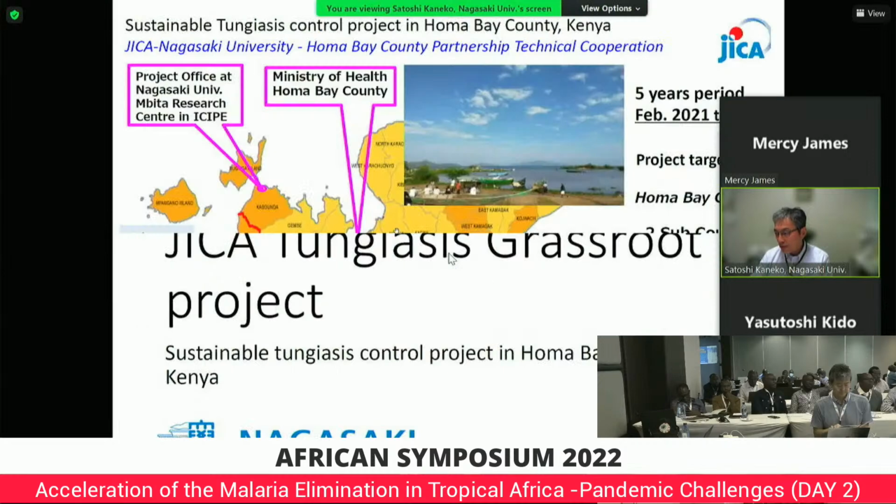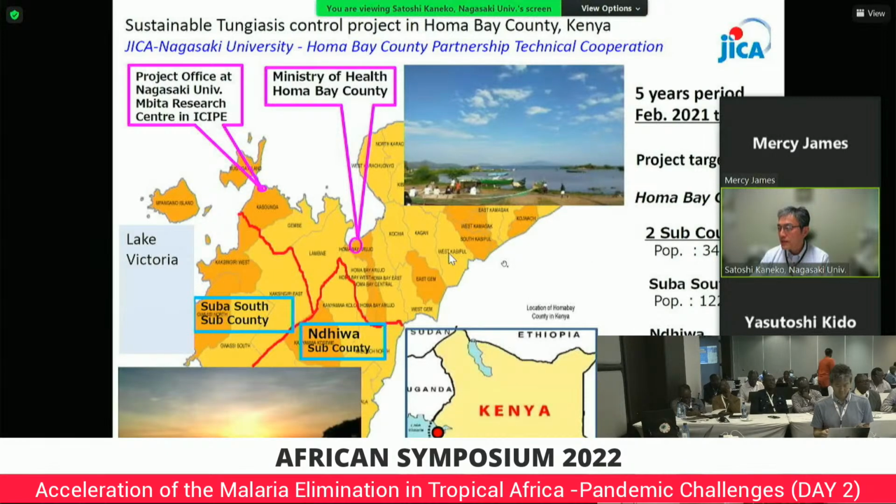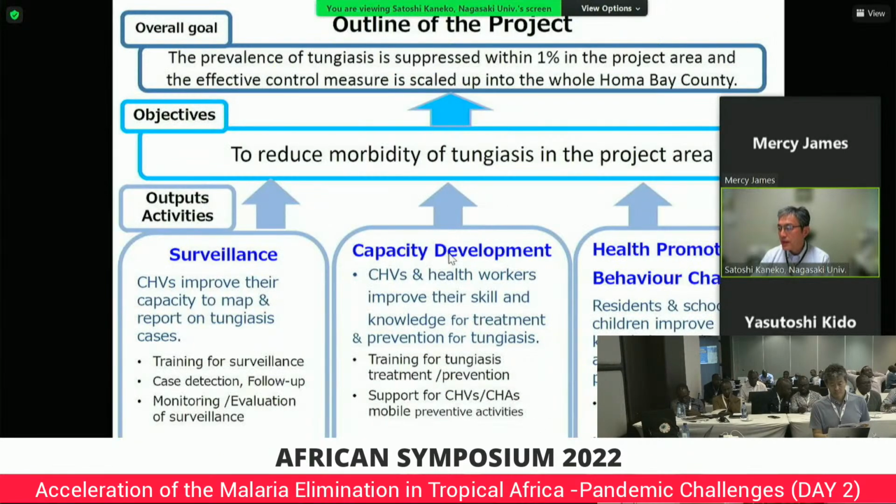So this project is not research-based. Normally, it is community-based implementation for control of the disease. And this is the objective: to reduce the morbidity of the disease in the project area. For that purpose, they are doing some surveillance now, and also capacity building, and also health promotion for the community people, especially for community health volunteers.